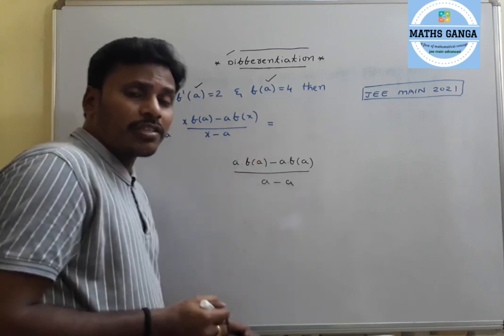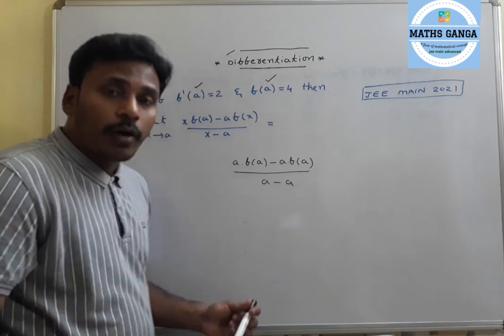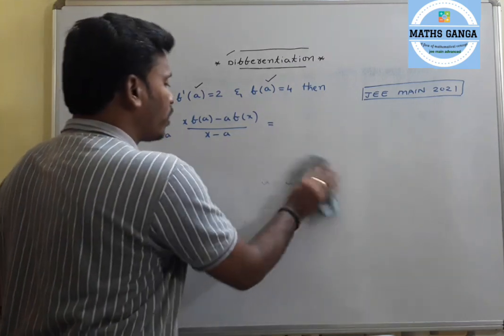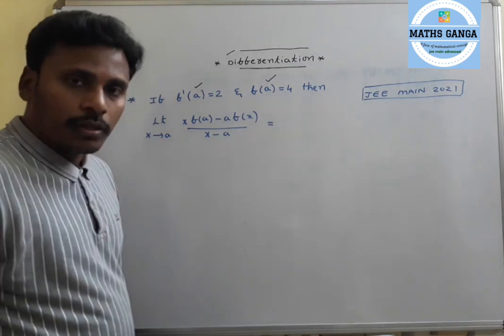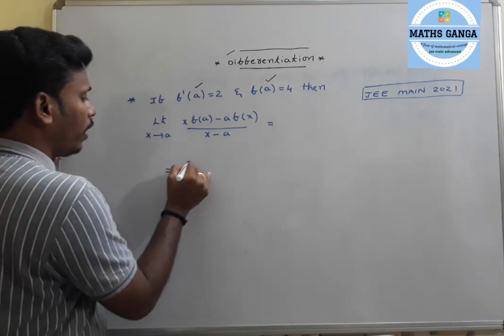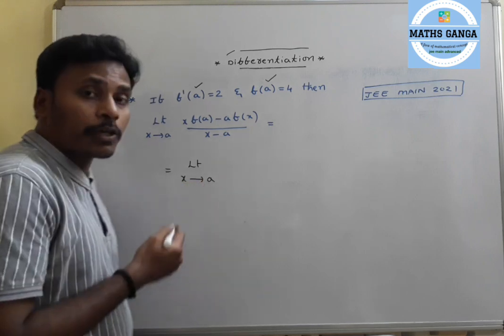See, 0 by 0 is an indeterminate form, right? Since 0 by 0 is an indeterminate form, to avoid those indeterminate forms, we use L'Hospital rule to answer the problem. Okay. Now, just try to use L'Hospital rule. This is equal to the limit x tending to a. We need to differentiate with respect to x.